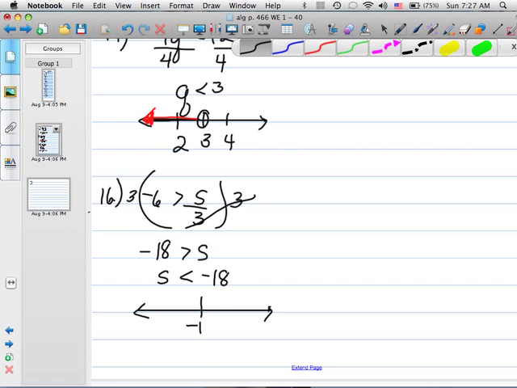So we put -18 down. This is -19, -17 to this side. Open circle, shaded to the left. Solid arrow at the end.